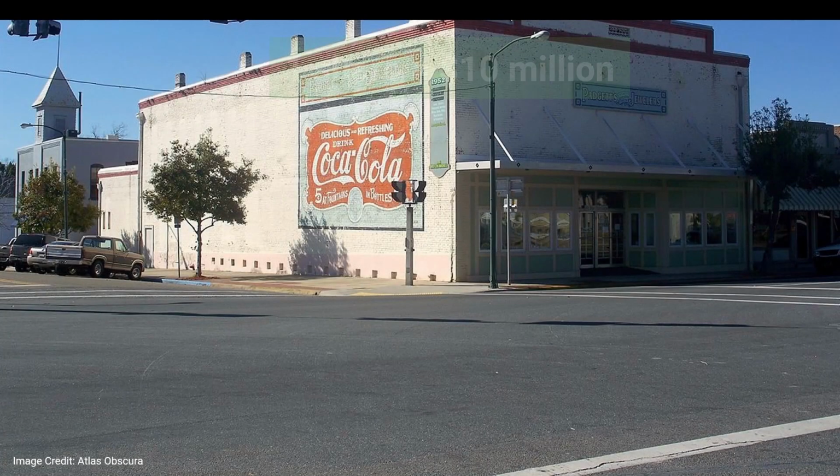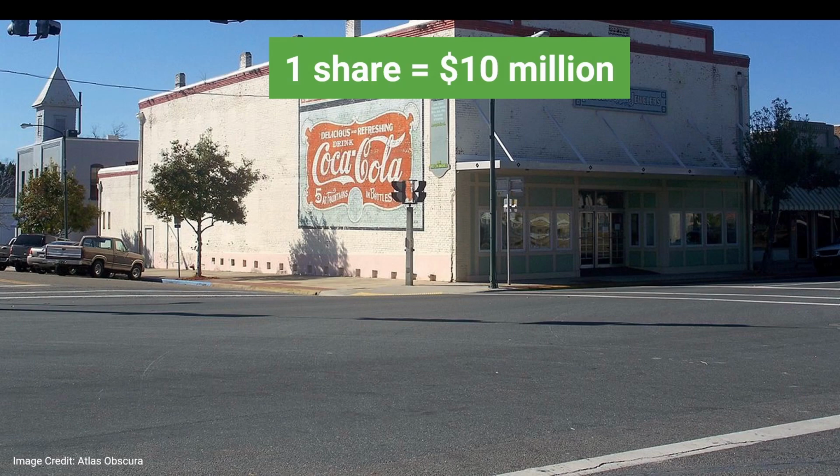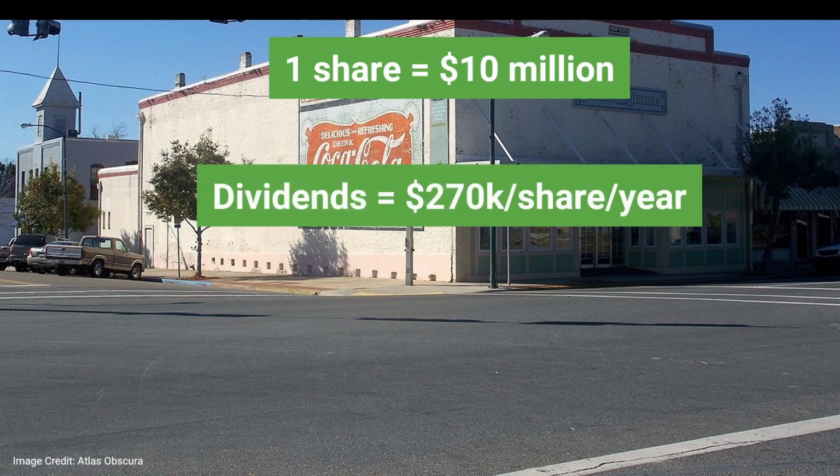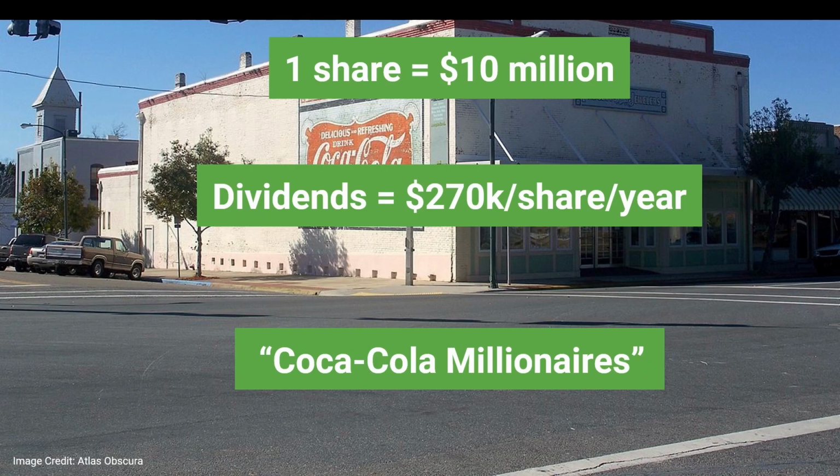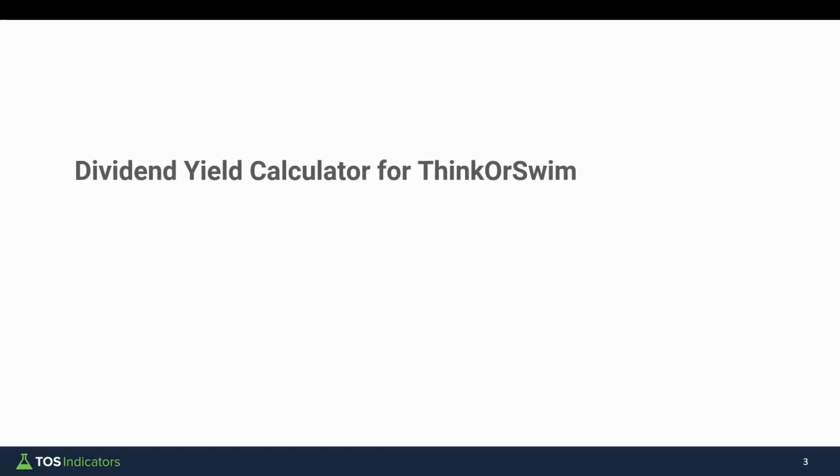It's said that a single share from Monroe's era is worth more than $10 million today and produces more than $270,000 in dividend income every single year. Now, in today's video, we're going to try and get one step closer to the success of this Coca-Cola Millionaires town. We're going to build our very own dividend yield calculator for ThinkOrSwim.